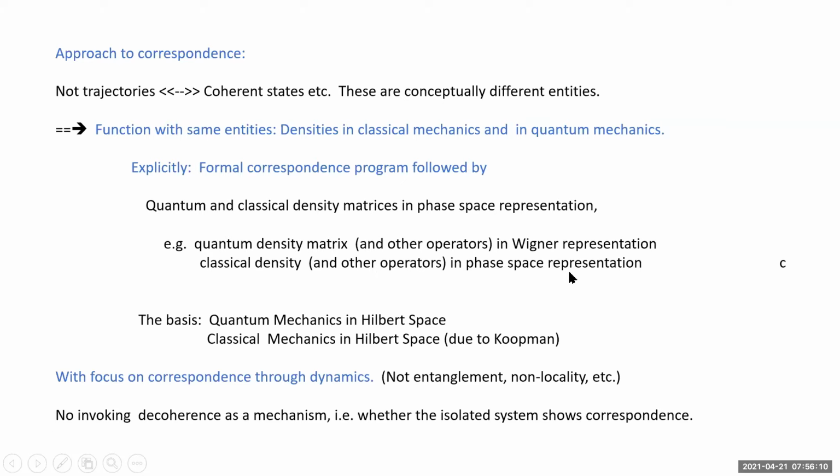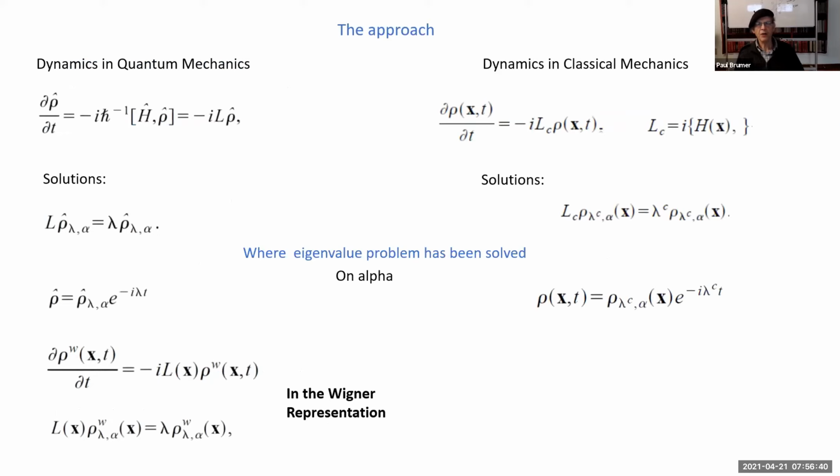And we developed a formal correspondence program where indeed we used a quantum density matrix and other operators in the Wigner representation, and a classical density operator and other operators in the phase space representation, with the idea of reliance on quantum mechanics in Hilbert space and classical mechanics in Hilbert space due to Koopman. One could actually be in a place where one could deal with the correspondence properly, given that the entities are the same. Now, there is a lengthy discussion about whether you need decoherence as a mechanism to go to classical mechanics from quantum mechanics, and I'll come back briefly to that issue in a bit. Okay, so what's the approach? The approach is very straightforward.